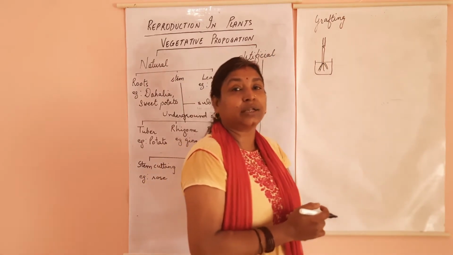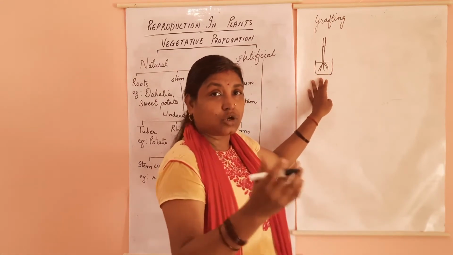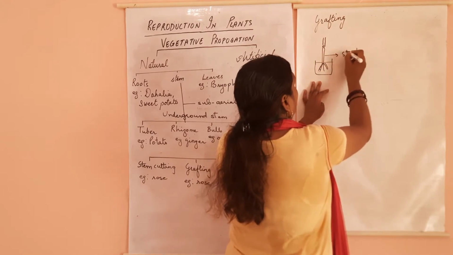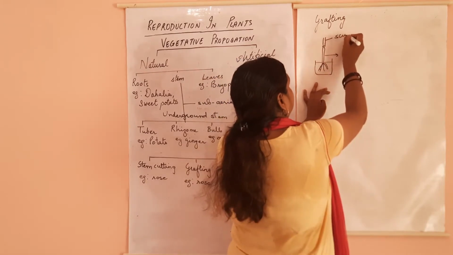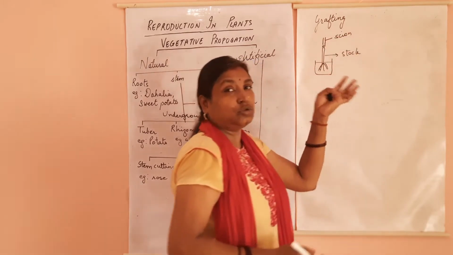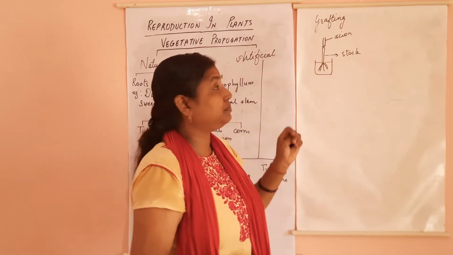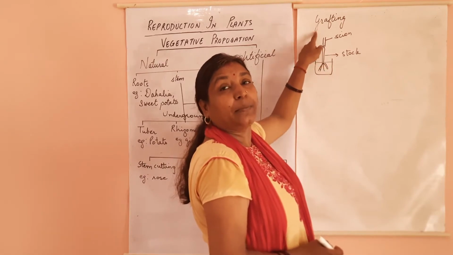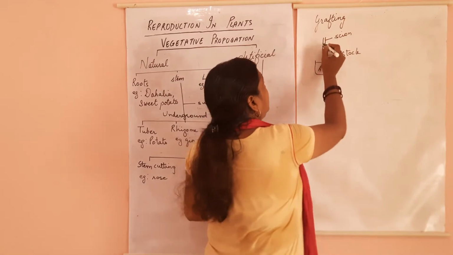In that what will I take? The stalk is your potted plant with roots. This is known as stalk. And the shoot part that we take is known as scion. The shoot part, the bud part that we take is your scion. Now red part stalk is taken and pink part scion is taken. That is also vertically cut and then tied here.